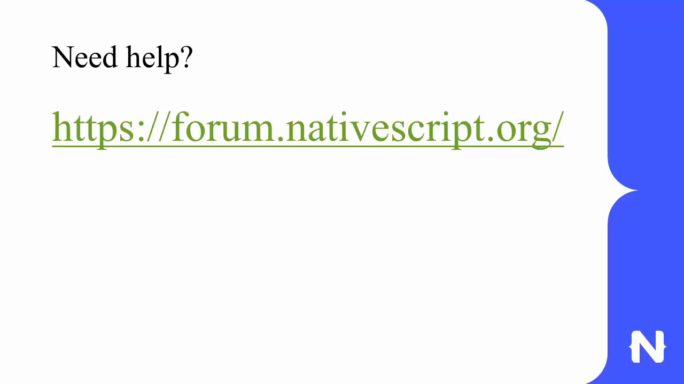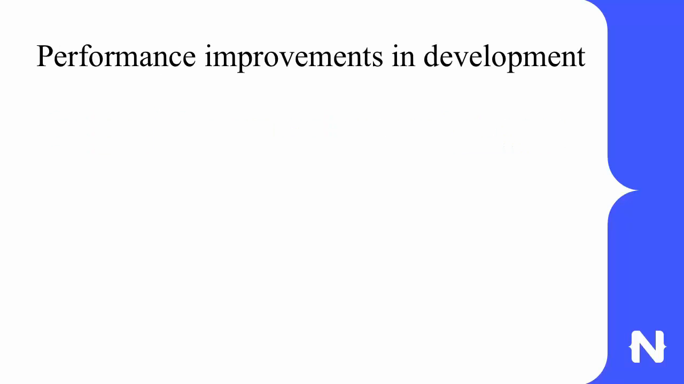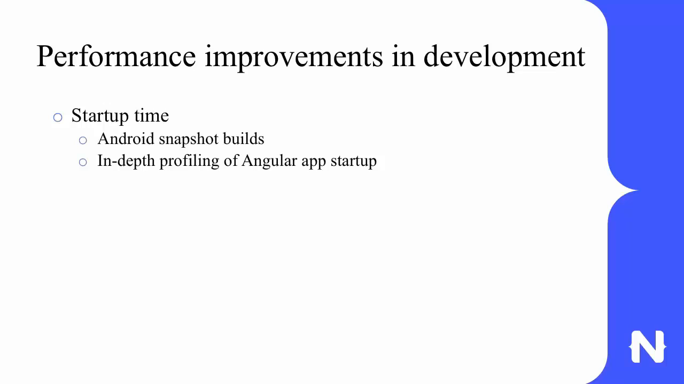Finally, the last thing I'll mention is that performance improvements are always ongoing here at NativeScript, and we have a number of additional optimizations in the works. For startup times, we're looking to take advantage of this feature known as Android Snapshot Builds. The JavaScript VM we use on Android, V8, essentially has this feature that lets you preload some JavaScript to speed up your startup times, and we're looking to take advantage of that. We're also doing a lot of work to really profile the Angular app startup experience because we believe that there's some optimizations that we can take advantage of to speed that process up.